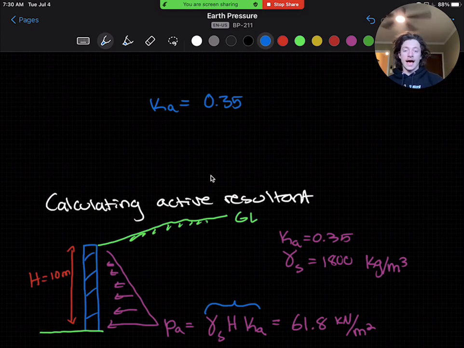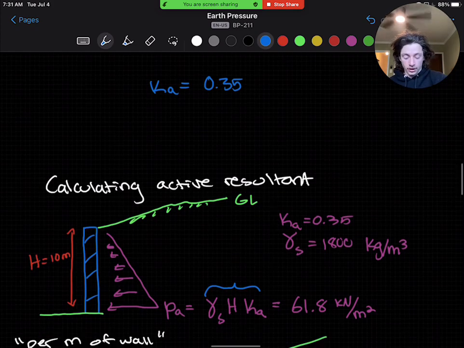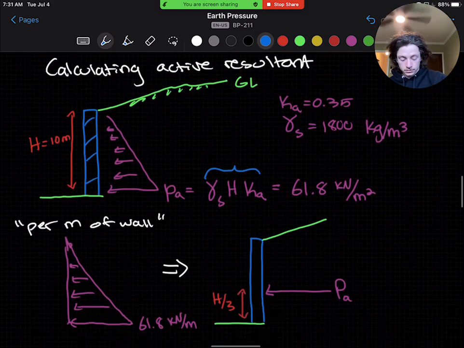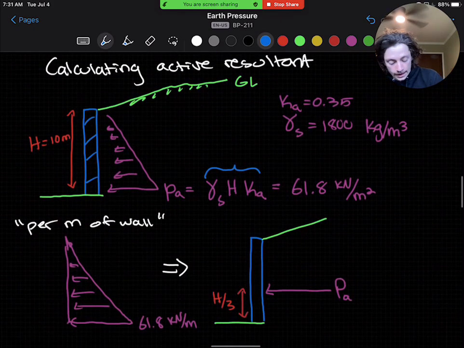So we now have our area load of our pressure distribution at the bottom of that triangle. All right, so this is our maximum pressure that is forming at the bottom of the wall. And now remember, we're going to take this per meter of wall. So we then actually have 61.8 kilonewtons per meter along the wall per meter of wall. And that is this value here.